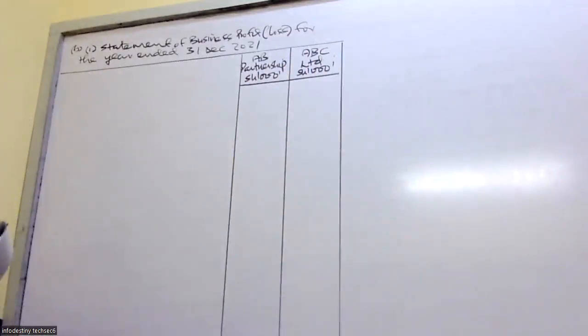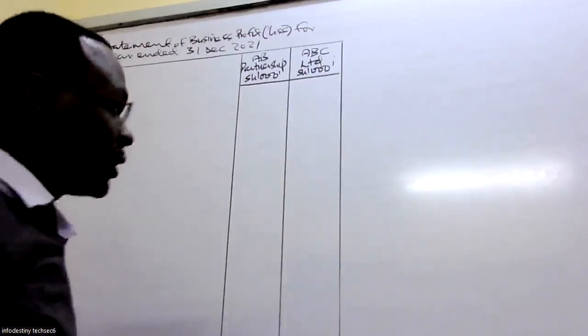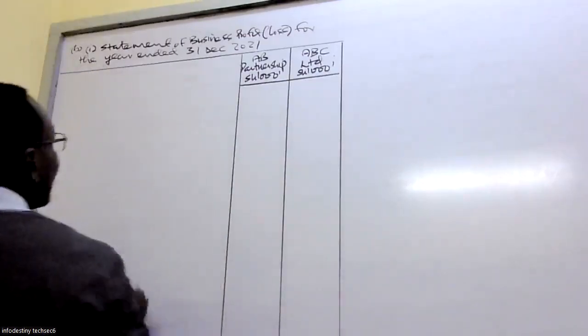Which one? Admission. Admission is done in the distribution, not in the statement. Admission or retirement, the adjustment is not done in the distribution. You first have to prepare the statement first. So what did you get as sales? You have to look for sales first.